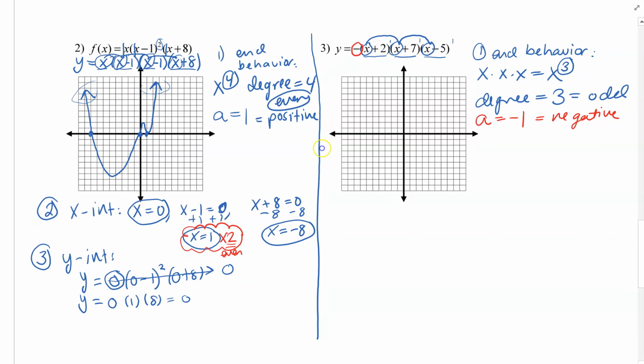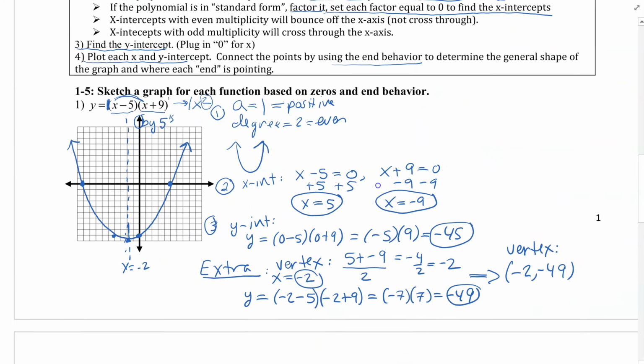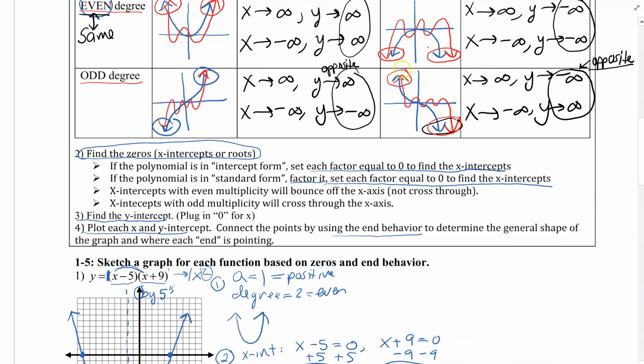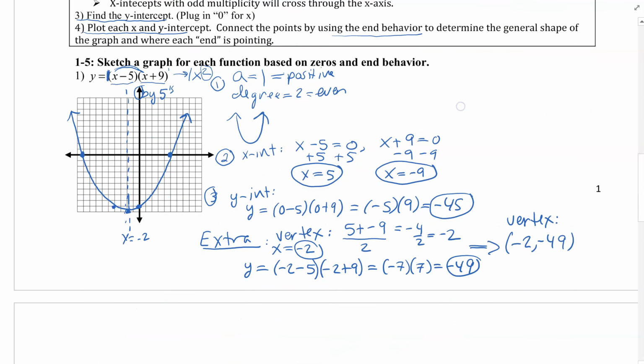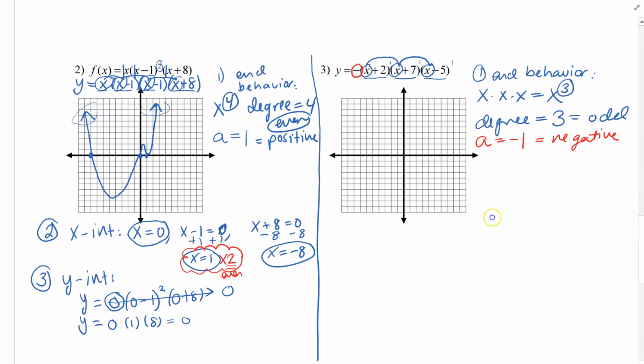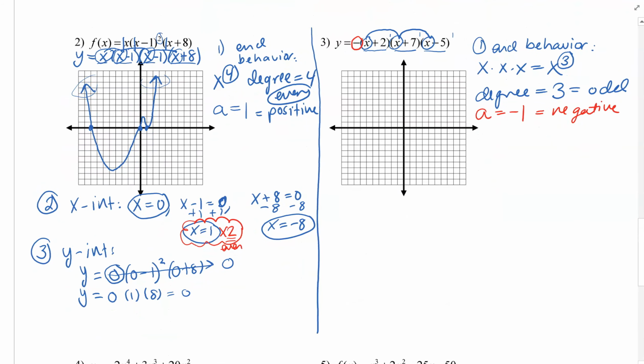So now my end behavior will look like, let's scroll down here, will look like this guy right here. This is what it looks like when your degree is odd and your leading coefficient is negative. The arrows are going to go up on the left, but down on the right. So that's what's going to happen with this graph here. So maybe we'll put that in as sort of like a template, okay? Up on the left, down on the right.